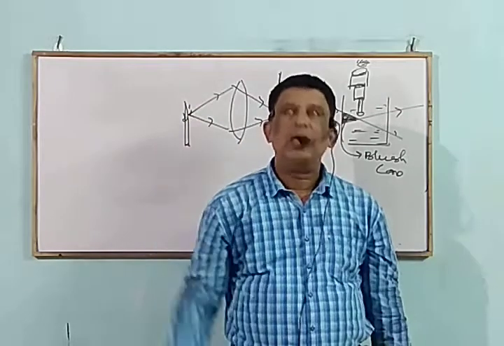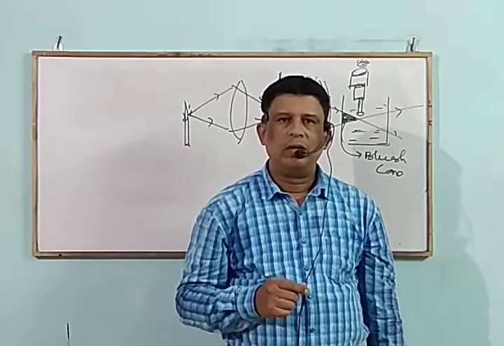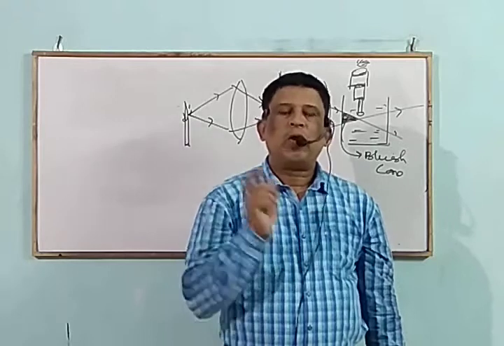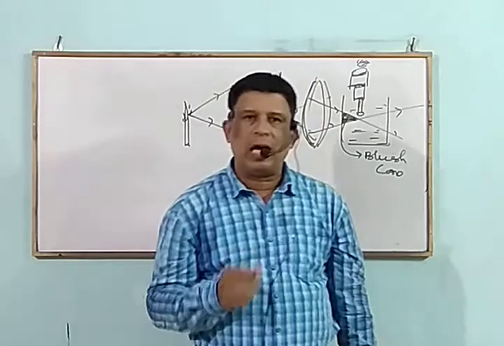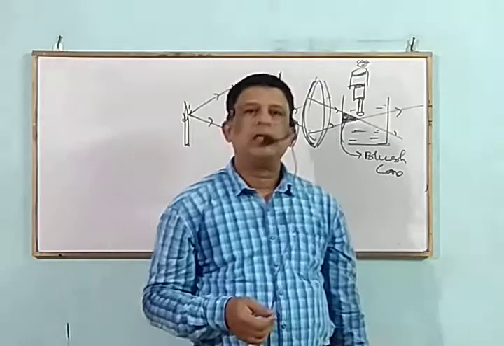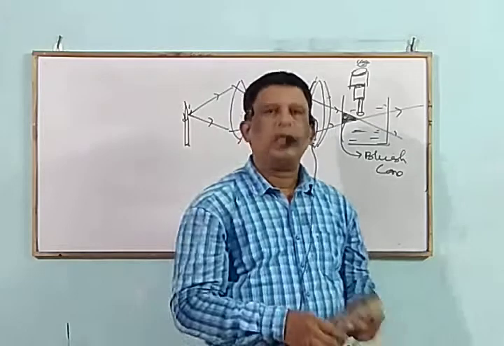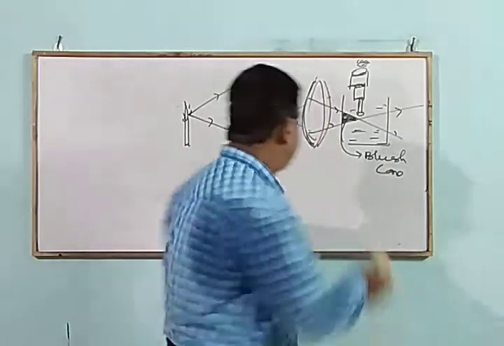Some examples: sky or sea looks blue. That means the comet, the twinkling of a star. These are some common examples of this optical property. Next one is electrical property or electrophoresis.